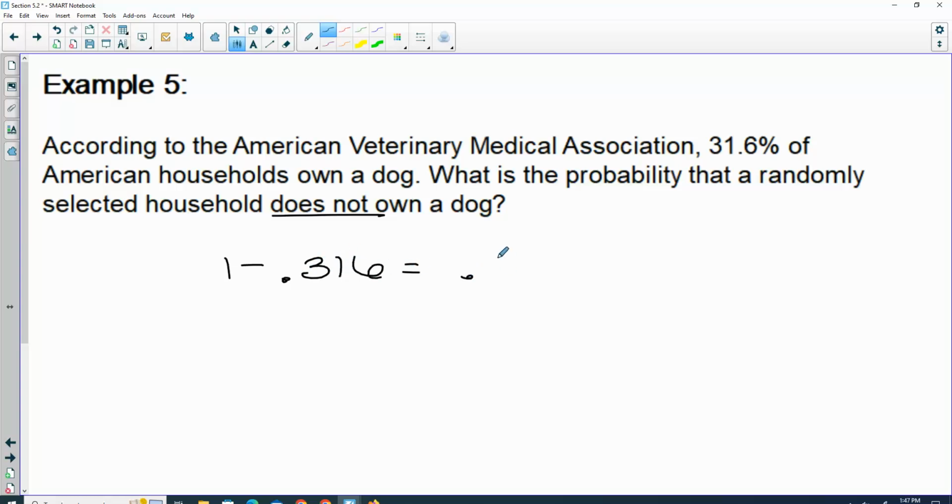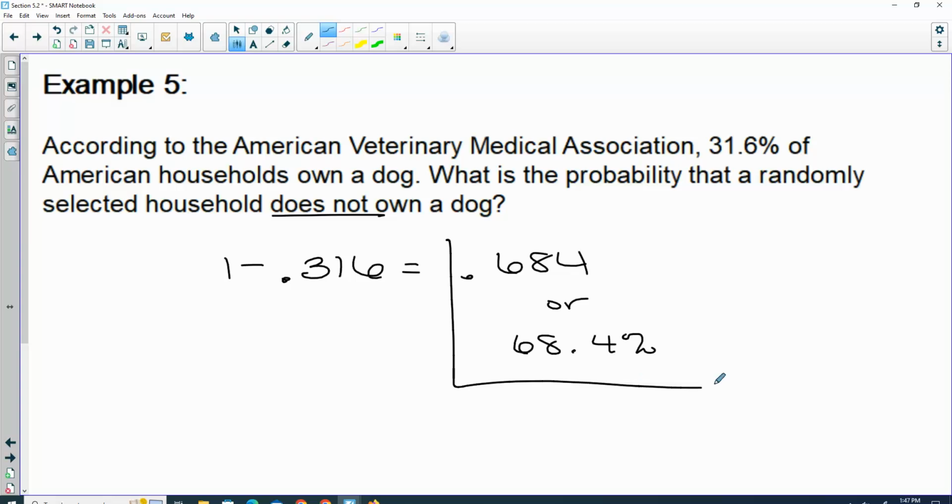0.684. Can you do 100 minus? Yes, you could do 100 minus, and if you want to tell me 68.4%, that's fine. I would take either one of those.